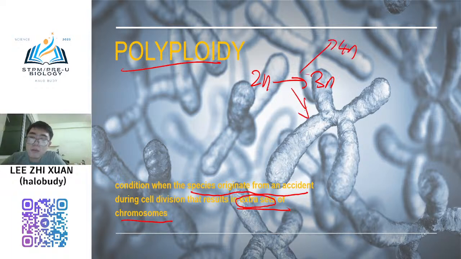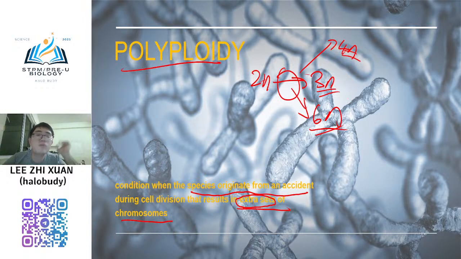Ataupun it will even become 6n, because of the mitosis process. Maybe the cell division process, meiosis or mitosis, already has the abnormal change. So it will become 4n, 3n, and 6n. So this one is double lah. Dia akan ada extra set.